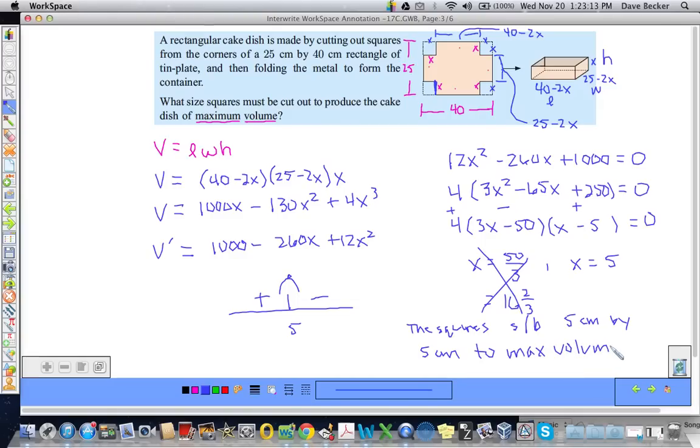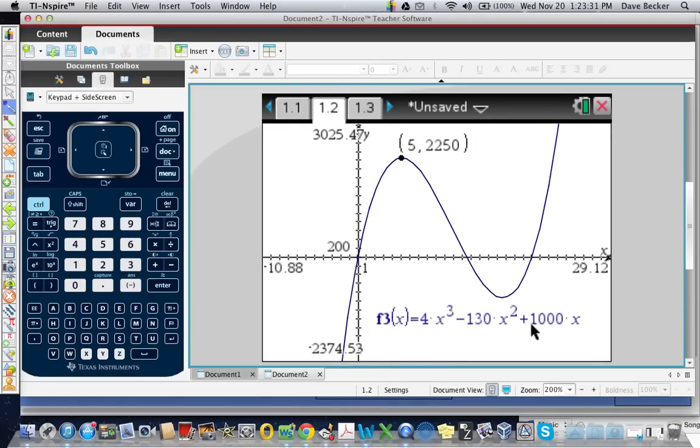Okay, so there we did it using calculus. But let's take a look at what it would look like graphically. Let's graph the volume formula and see if the maximum does indeed occur at x equal to 5. Well, I've already graphed it, as you probably have guessed, and I just rewrote the function here. But if you look, I found the maximum. It occurred when x equals 5, and then this is the function for the volume. So at x equals 5, the volume will be 2,250 cubic centimeters.